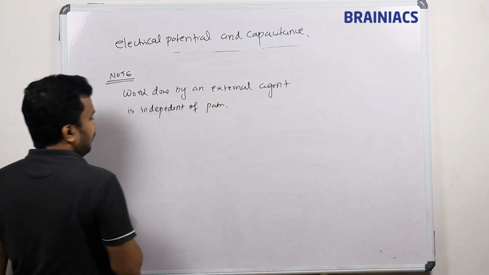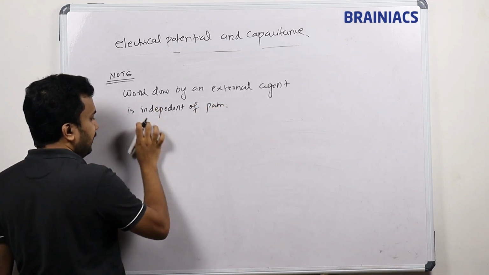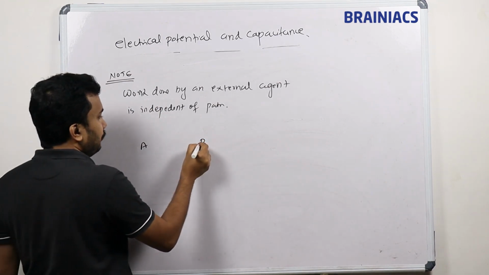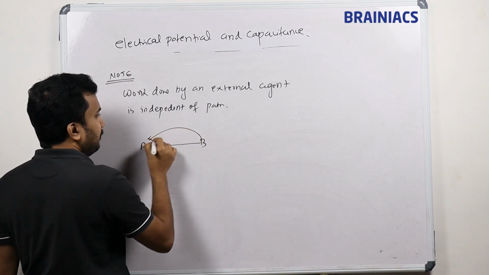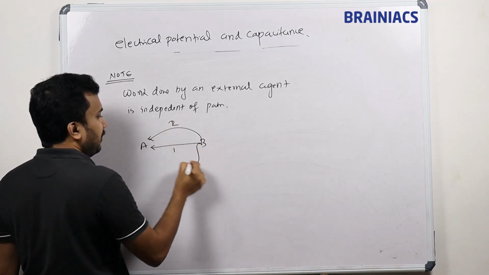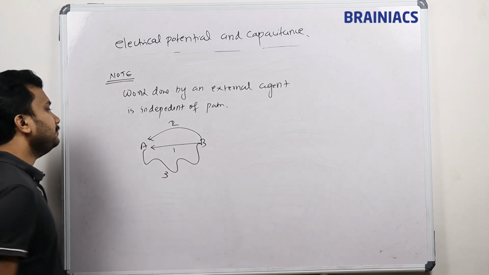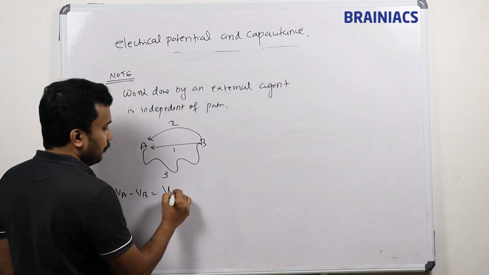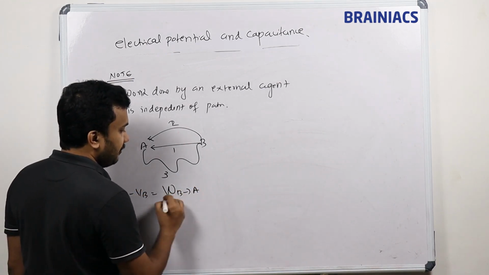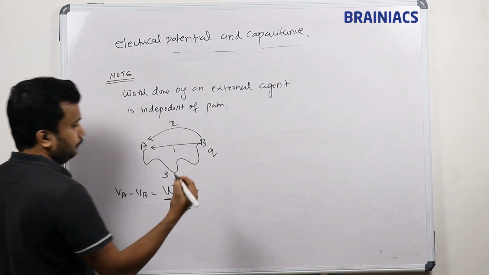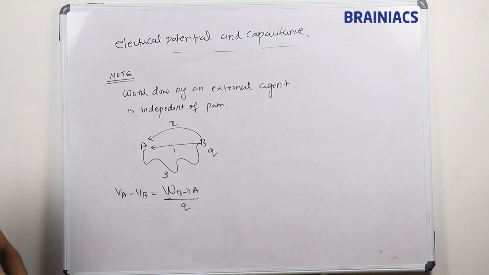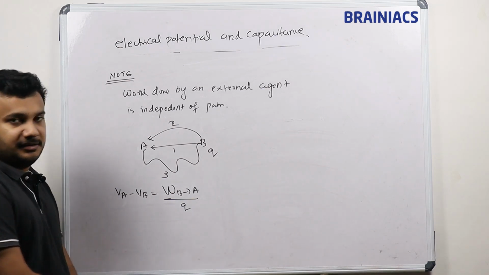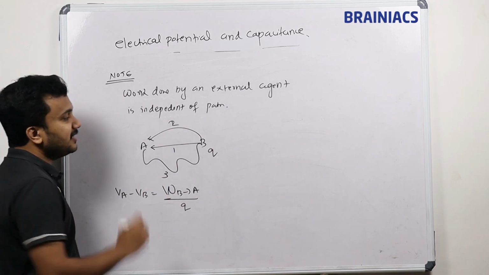For example, I am going to find the potential at A and the potential at B. I can move straight, path number 1, path number 2, path number 3. Always, potential at A minus potential at B is equal to the work from B to A divided by Q, the charge I am moving. This is the definition of this factor, W B to A. Here this work is independent of path.